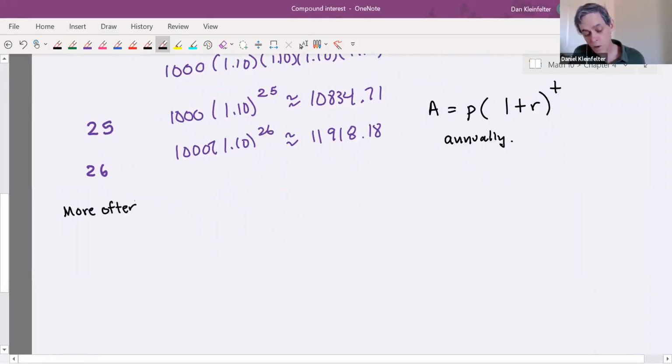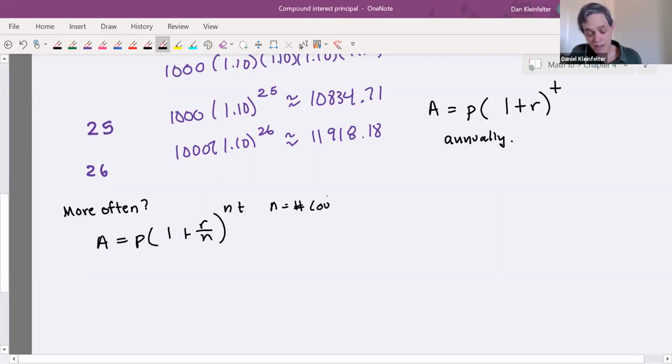Okay, if we figure out the interest more often, like every quarter or every 6 months or every day, then how would that look? So the formula goes like this. It's still A equals P for principal, 1 plus the interest rate divided by N. I've got to tell you what N is, raised to the N times T power. So the T, the P, and the A, and the R are all familiar. N is the number of compounding periods, and that reflects how often you're figuring out the interest.